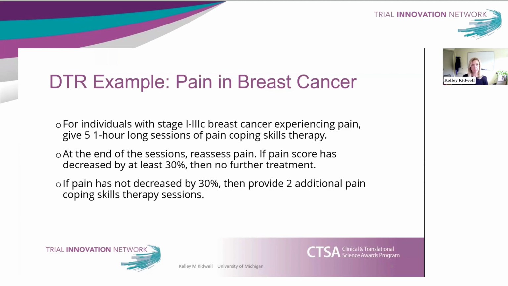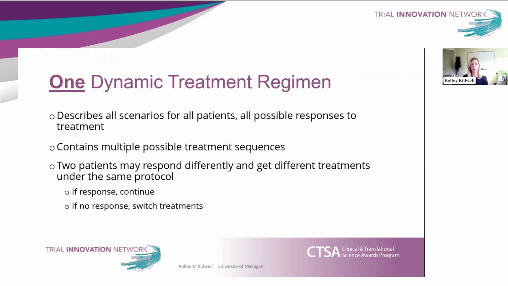So this is one dynamic treatment regimen that describes all the scenarios for all the patients given these different responses to the treatment, right? One person isn't going to follow this whole protocol necessarily, but they're going to follow pieces of it. What do they get first? And then depending upon how they respond, what do they get subsequently? But since we want to know this regimen up front, we have to know what to do if they do respond and what to do if they don't respond.